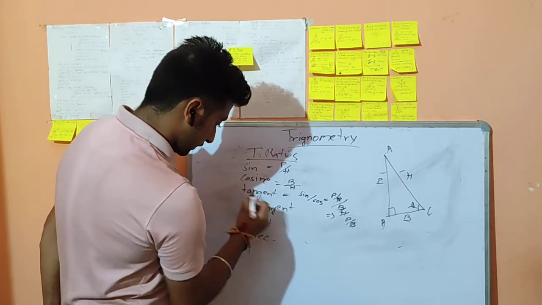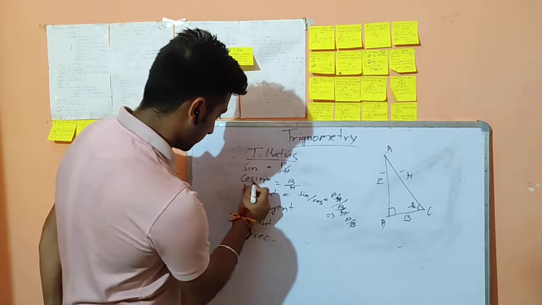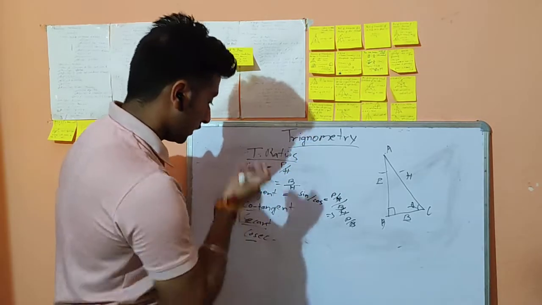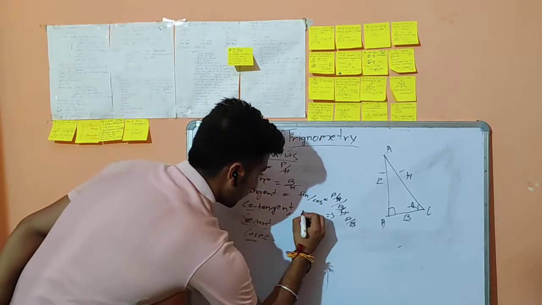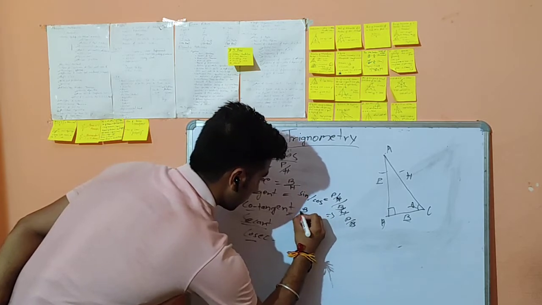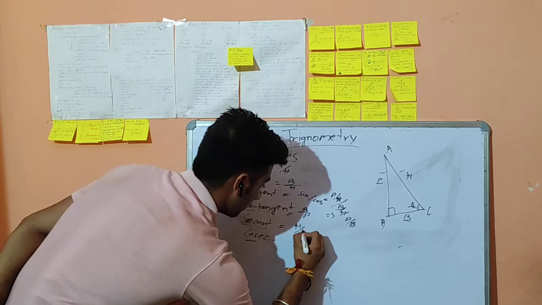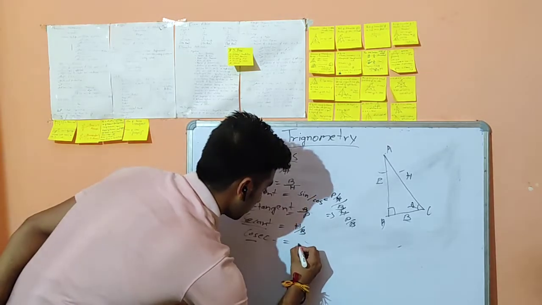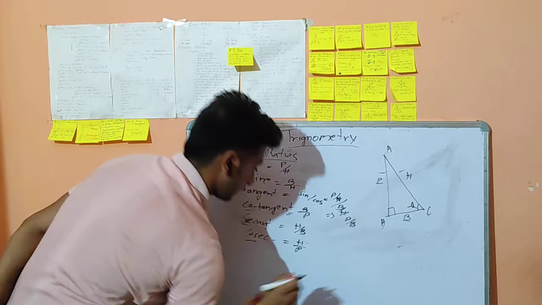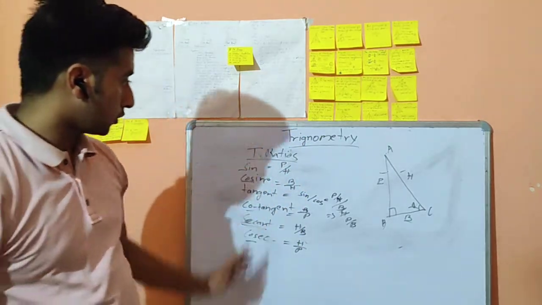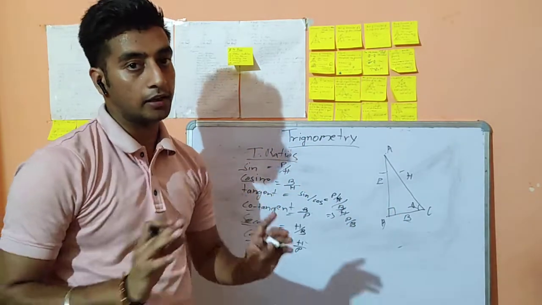Cotangent is opposite to tan, secant is opposite to cos, and cosec is opposite to sin. So we can simply write cot is b by p, secant is h by b, and cosec is h by p. Clear? Trigonometric ratios with the help of a right angle triangle.